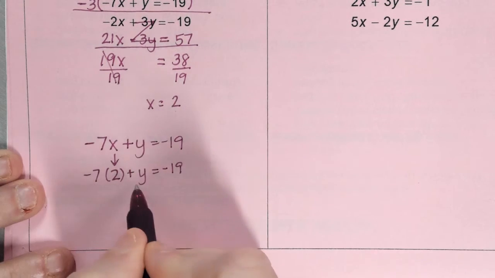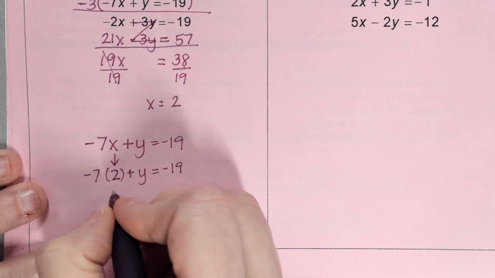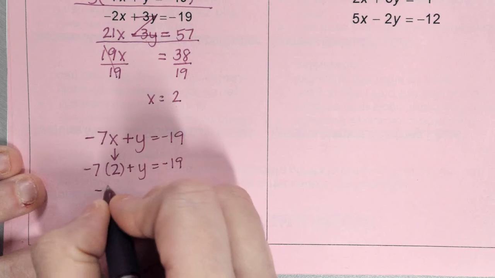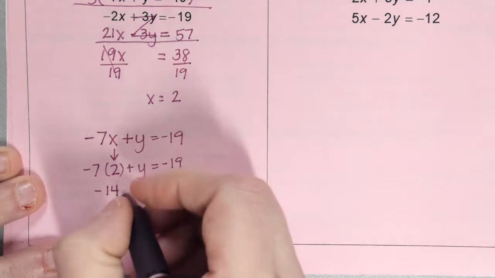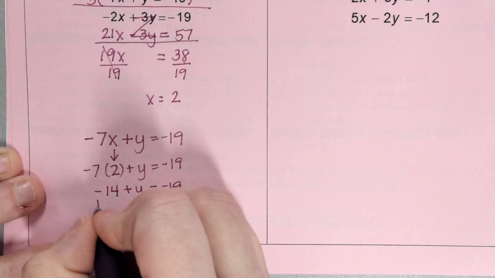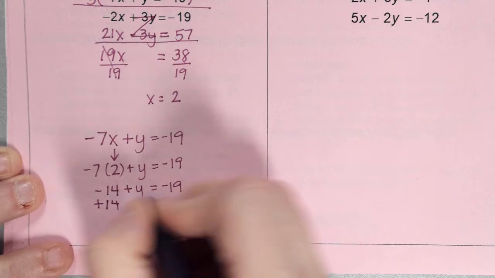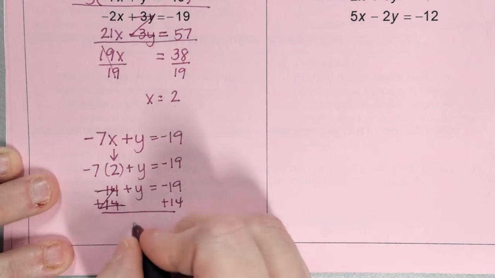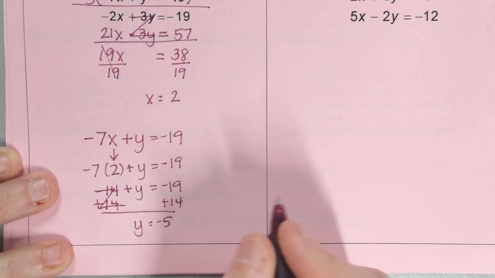Now again, you could put this in y1 and that in y2, but this is not difficult. So if you want to put it in y1 and y2, you go nuts, but I'm going to solve it by hand. Negative 7 times 2 is negative 14, plus y equals negative 19. To get rid of the negative 14, I'm going to add 14 to both sides. And I get, that zeroes away. We get y equals negative 5.